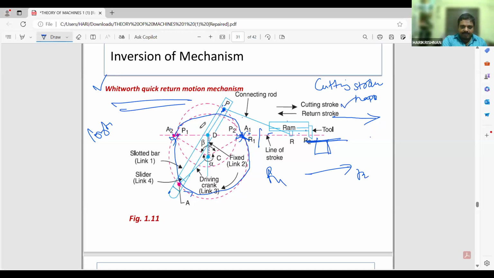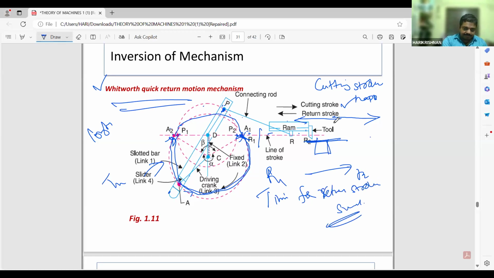After that, when it changes from P2 to P1, you may see the circle traced during the forward stroke, A1 to A2, is a large circle, so the time will be more. When it comes from A2 to A1, the circle traced is small. So it becomes the return stroke, and the time for the return stroke is small. So it forms a Whitworth quick return mechanism.